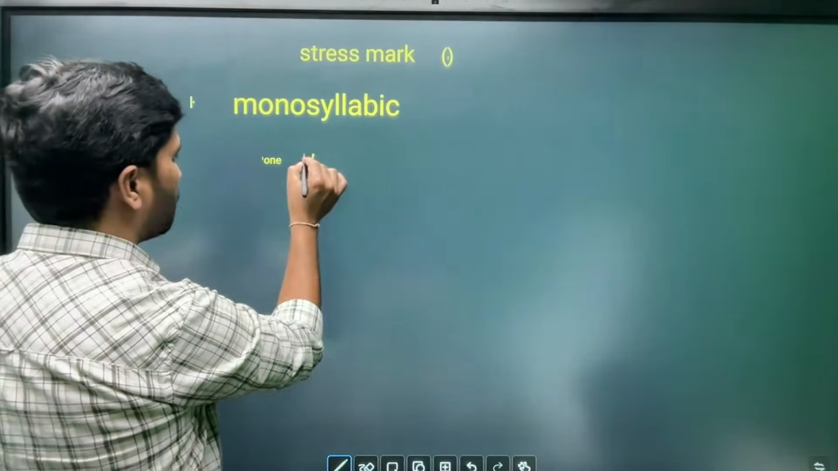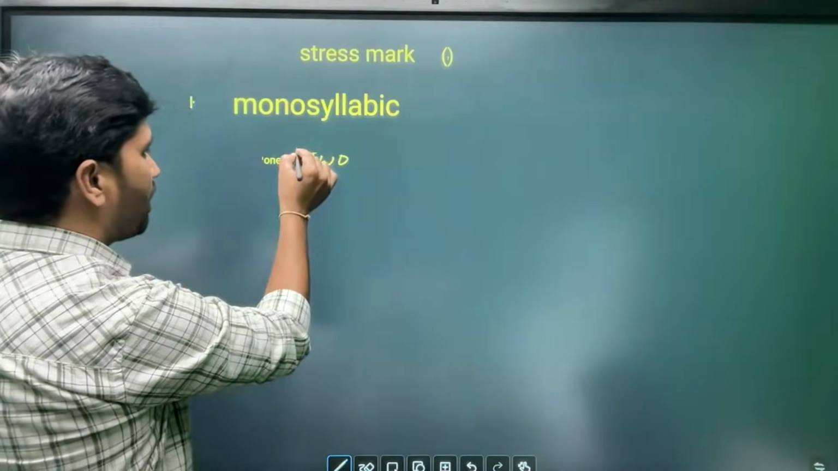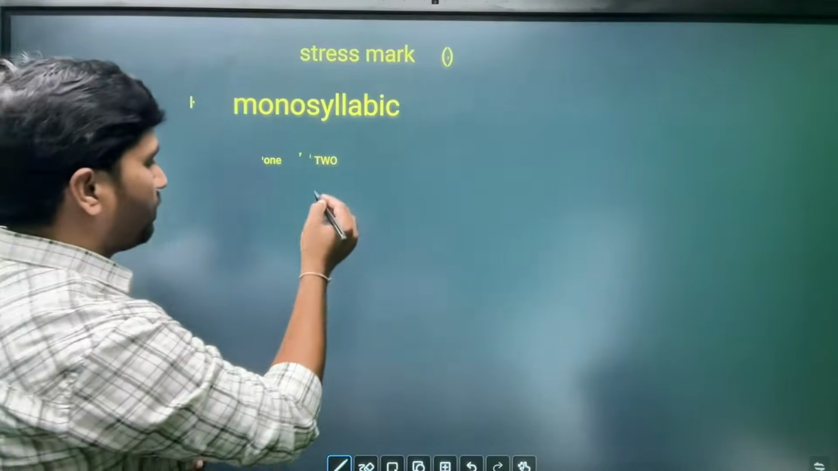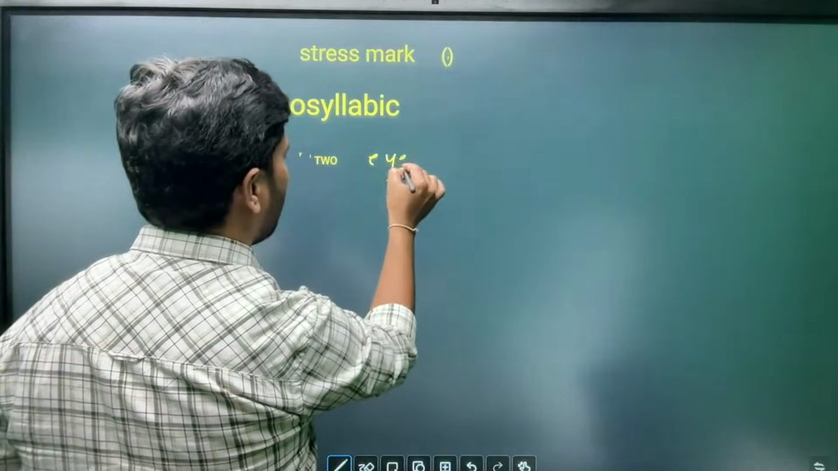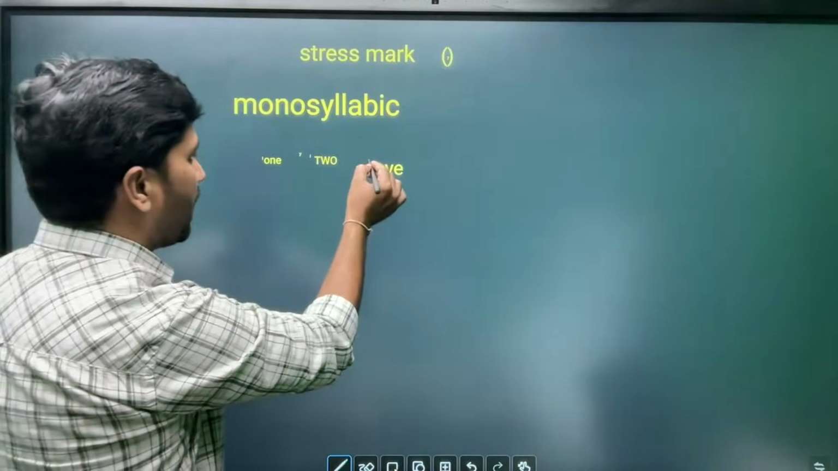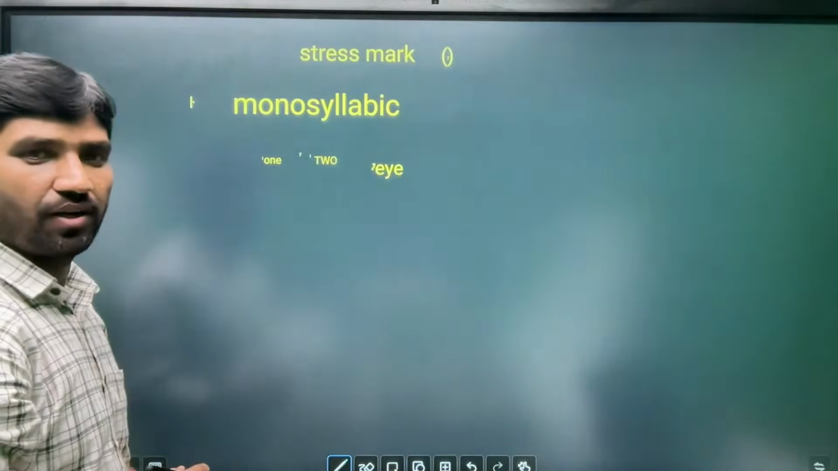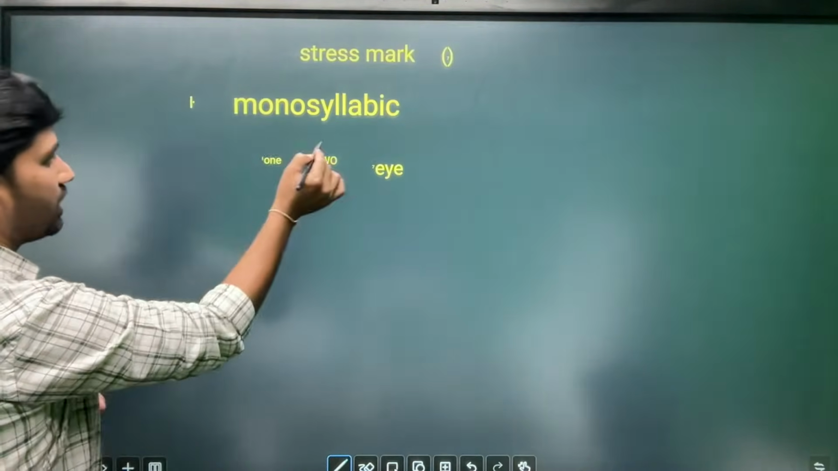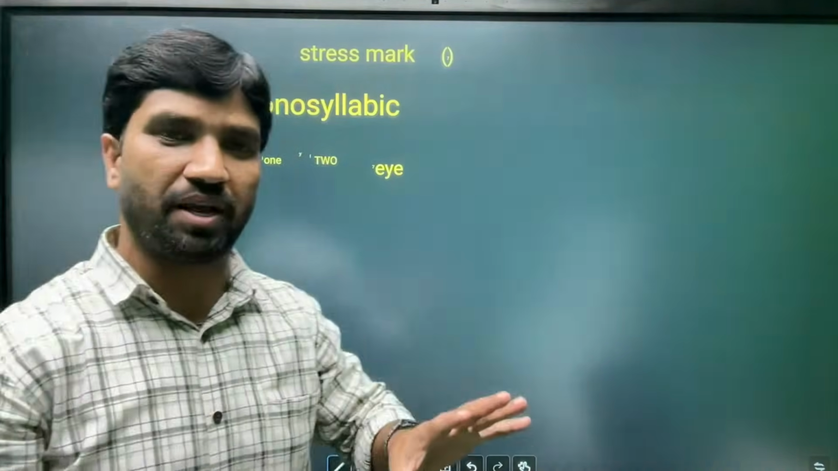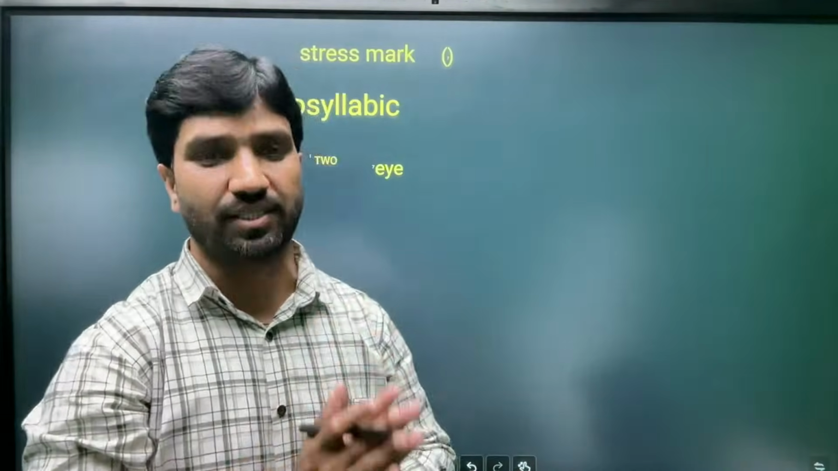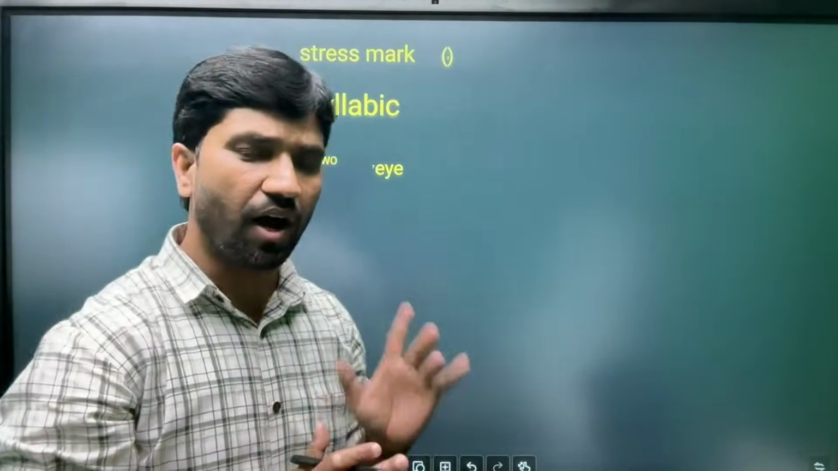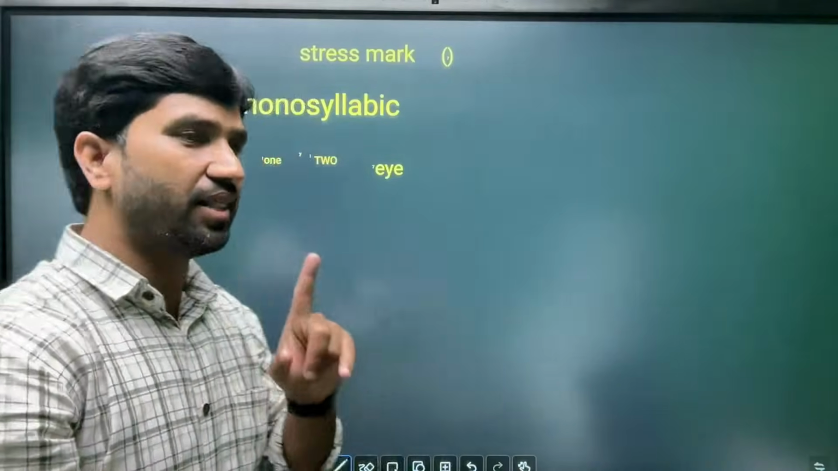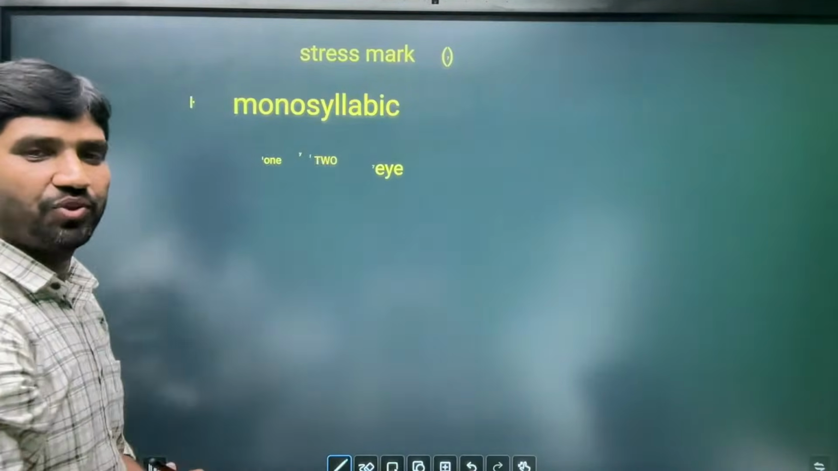For example, two is also a monosyllabic word, and we make the stress mark on the first letter. Next, for example, I, it's a monosyllabic word. Make the stress mark on the first letter. Is it clear? All monosyllabic words place the stress mark on the first letter of the word. When we find only a single sound in the word, all those words place the stress mark on the first letter.